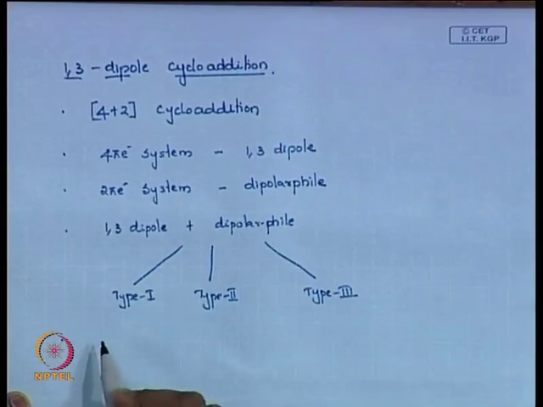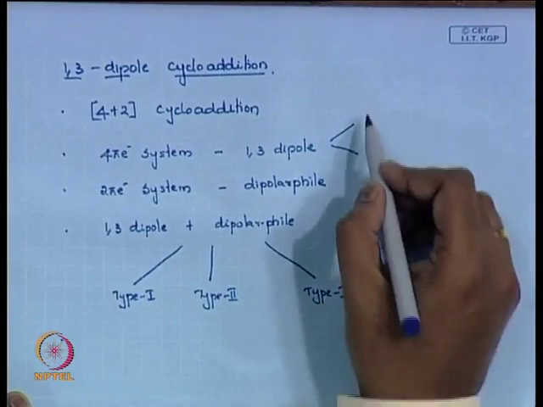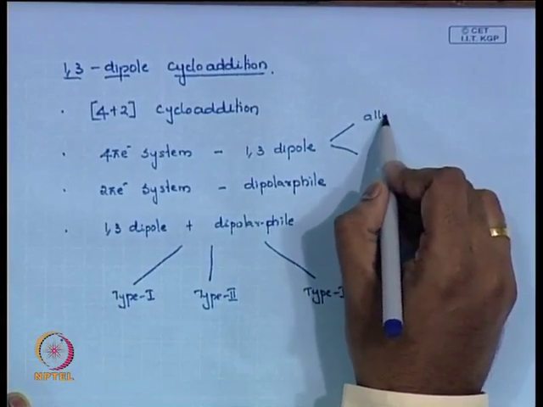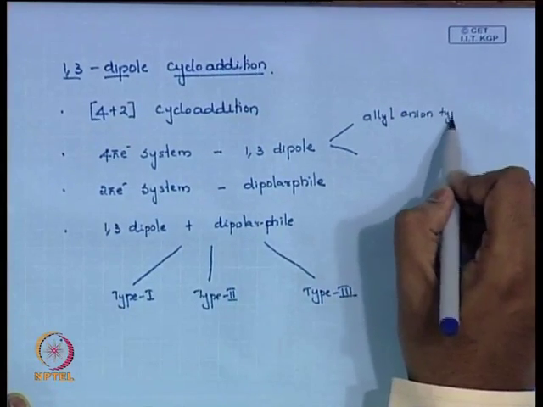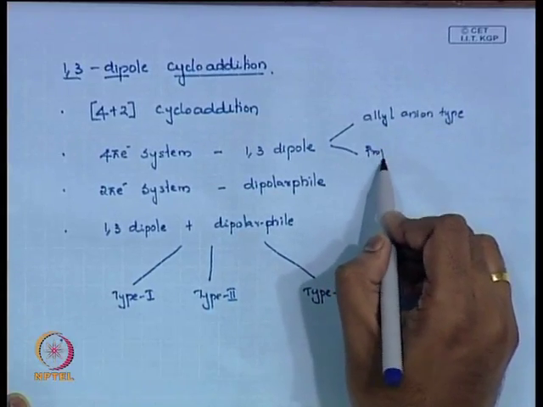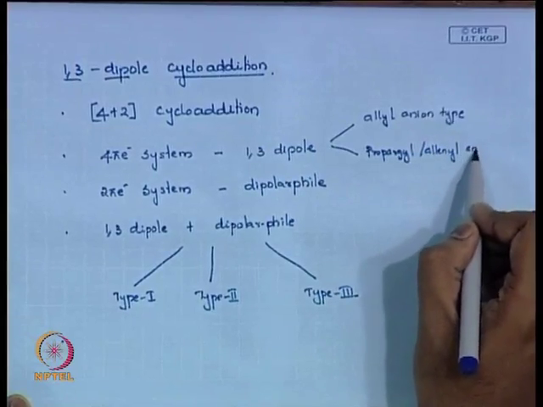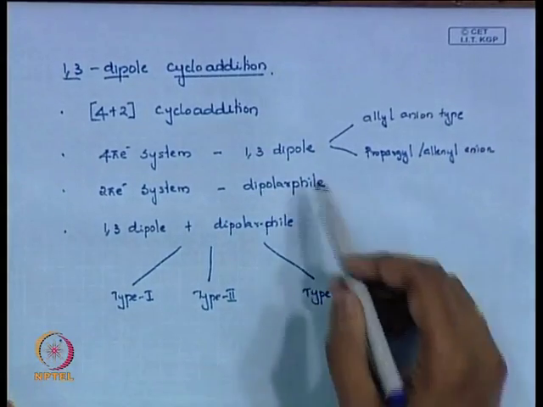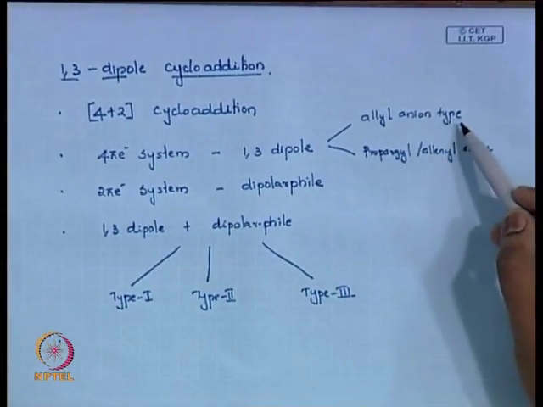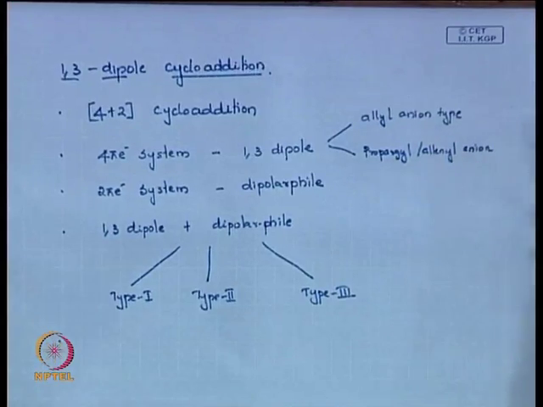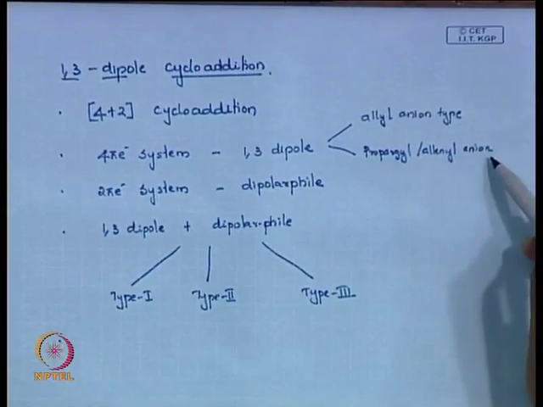And if you come back to your 1,3 dipole, it can be classified into 2 types, right. One is the allyl anion type, or it should be the propargyl or allenyl anion type. So, that is how you can classify your 1,3 dipole. Okay. 2 types, and we have seen several classifications based on them. In the allyl anion type, you have a lot of ozones and nitro compounds. In propargyl, you have seen azides and all these things.